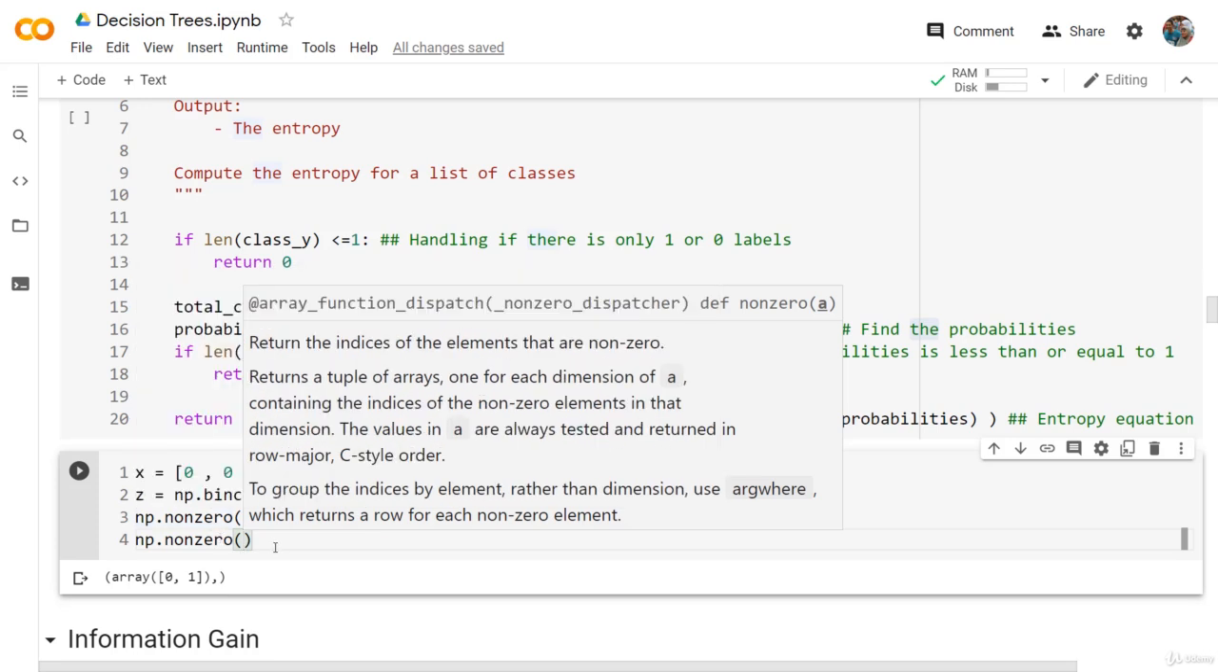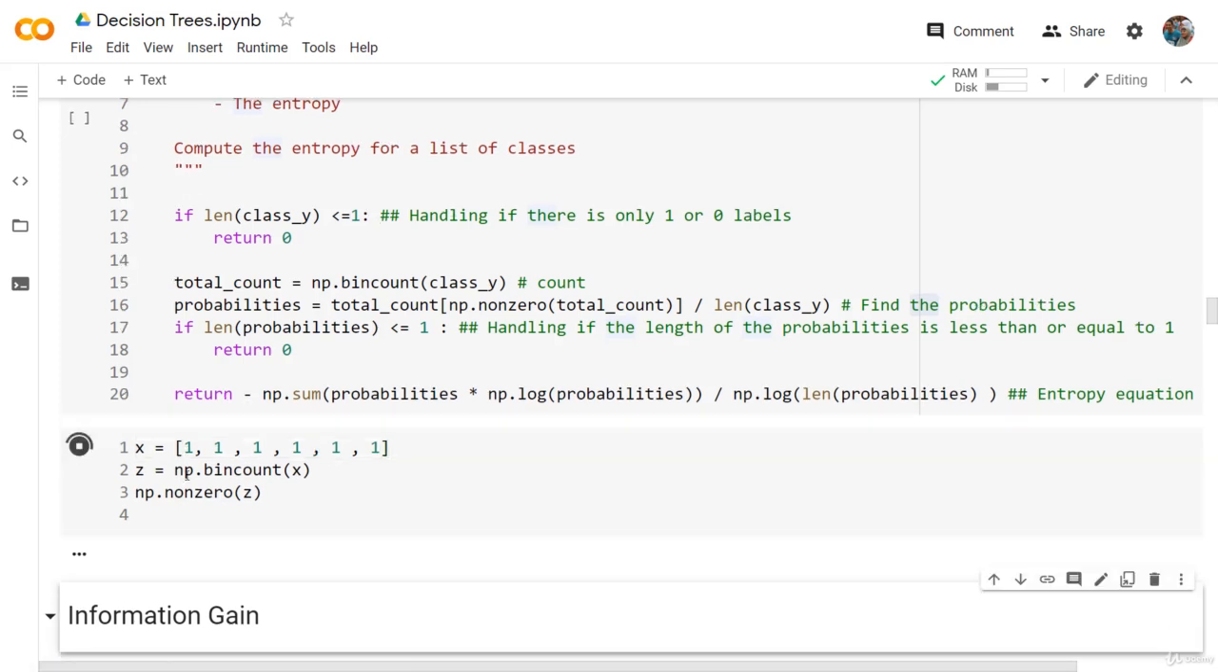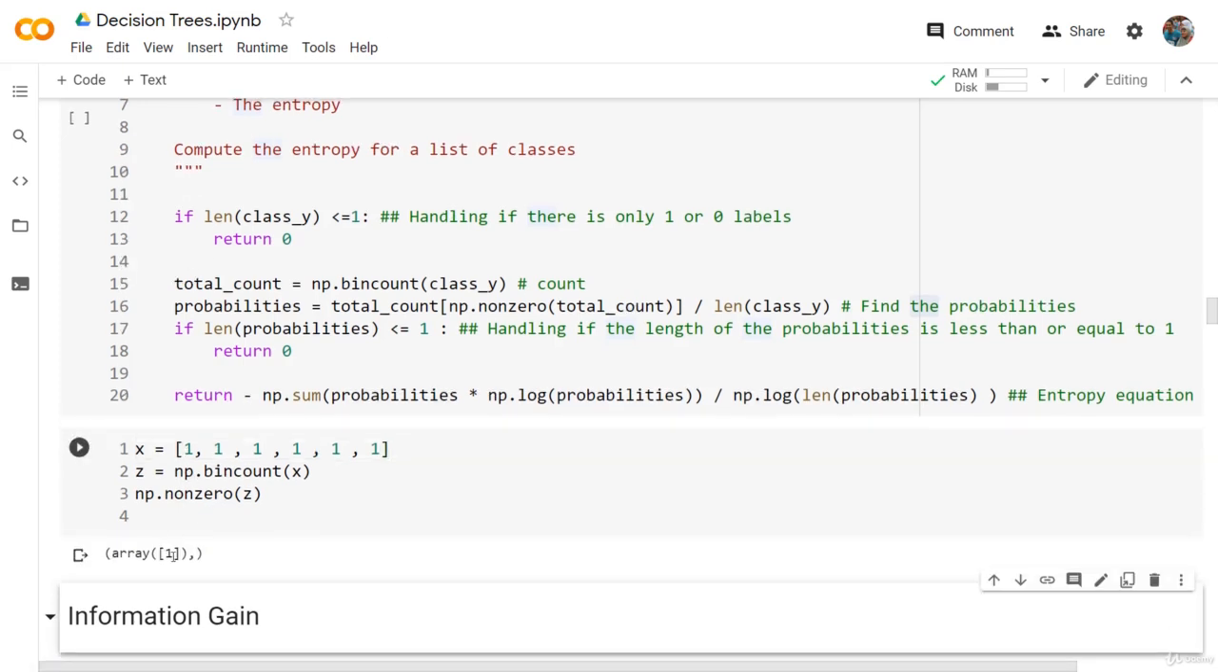So we have a count of zeros and we have a count of ones. So why are we doing this line? Because in case we have here 1, 1, right? Then this will return only one number.